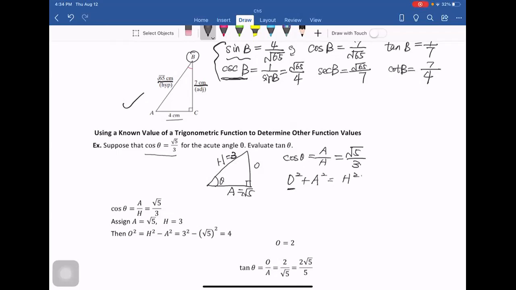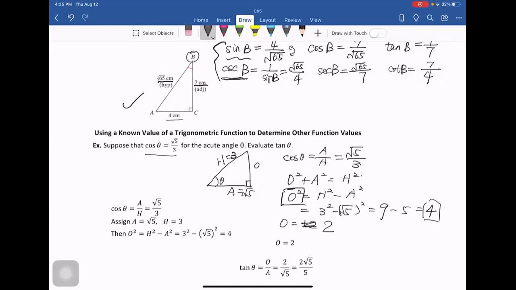So we want to find O squared equals H squared, subtract A squared. Plug in the numbers: 3 squared minus the square root of 5 squared. That's 9 subtract 5, that's 4. So O squared equals 4, so O is plus or minus 2. But we know the length of the triangle can't be negative, so we can only choose 2.